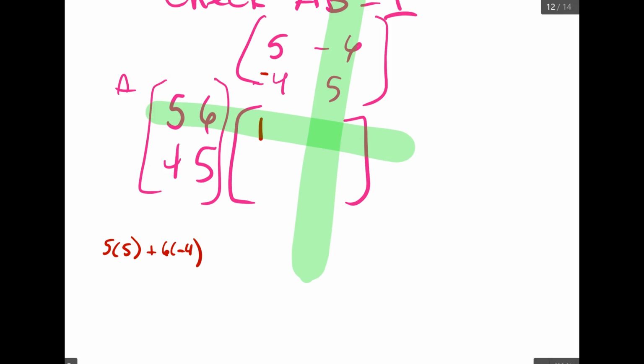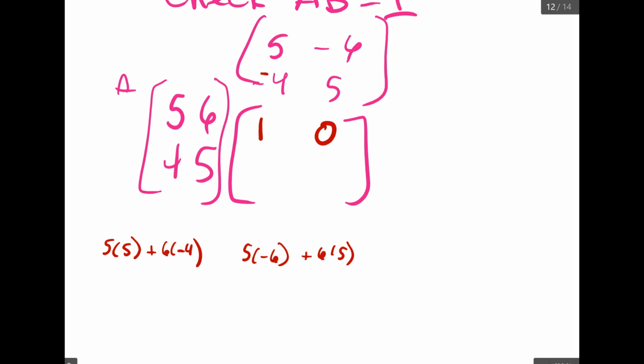Okay, so let's do the second part. So 5 times negative 6 plus 6 times 5. Oh my god, that's 0. Check it out. Okay, let's do these. The top right hand corner is negative 6. Sorry, you can't read that. This is a 6.